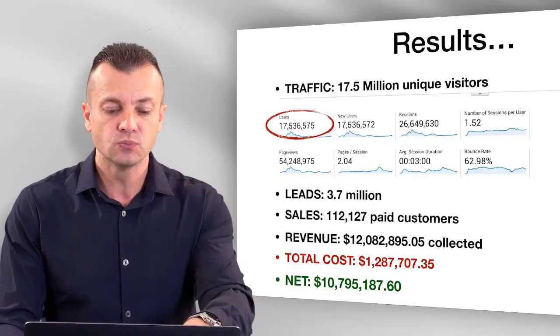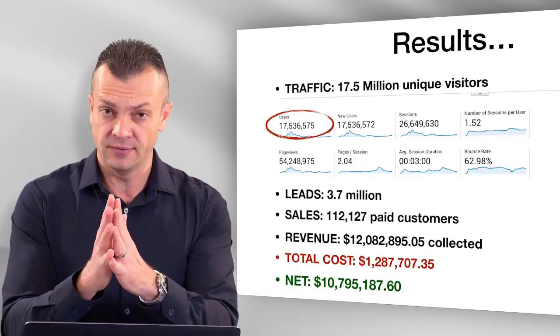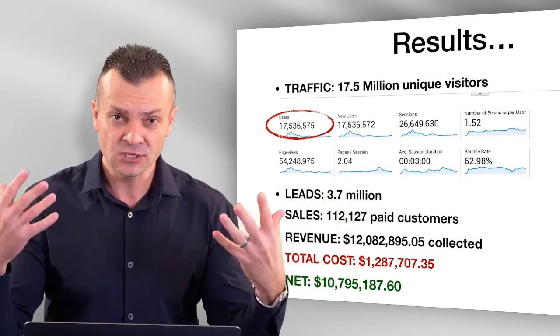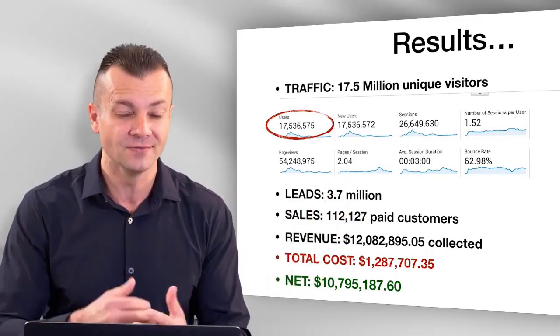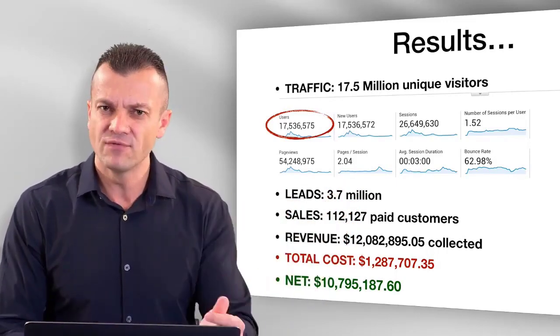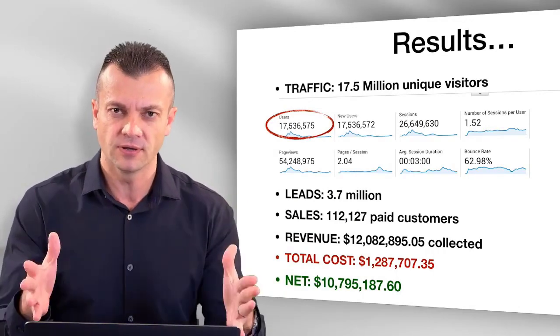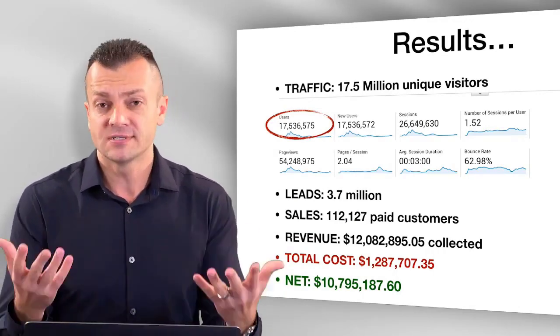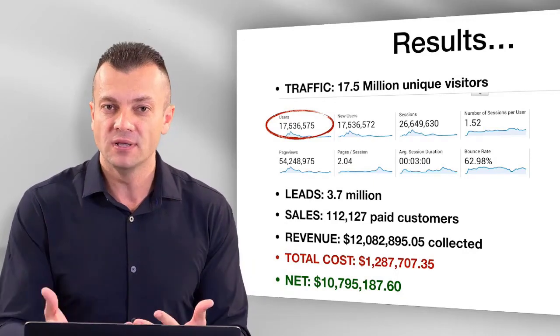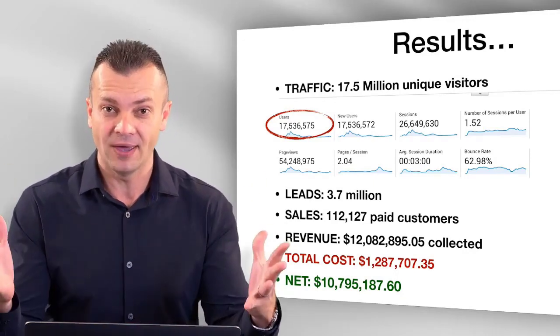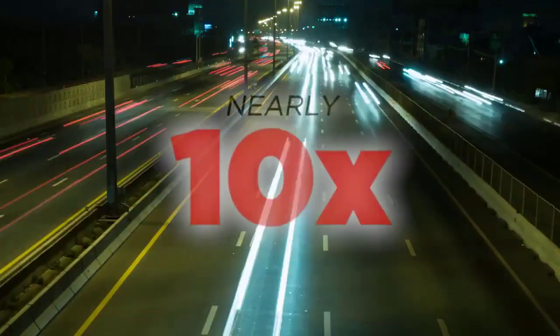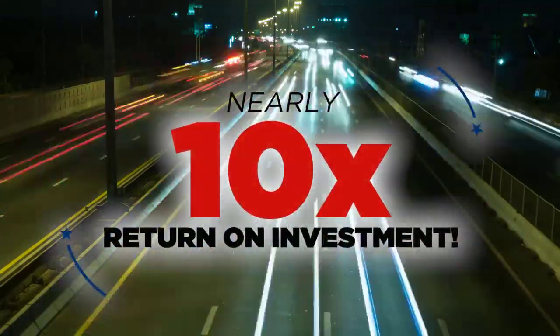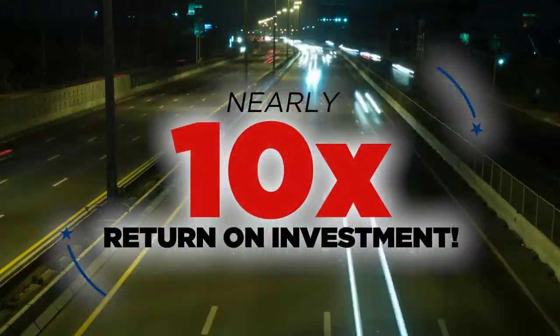So before we do the math, here is what it cost me for this particular campaign. Again, this is over 36 months. On average, we were generating over 450,000 visitors every 30 days like clockwork. It cost us over $1.2 million to run this campaign. However, the return on that investment has been almost 10 times, like 9.85. So it generated a net profit of over $10 million.